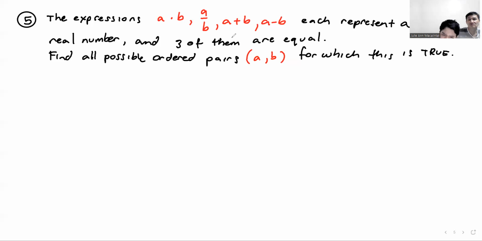Since we're working by trial and error, and it seems that plus and minus are easier operations, let's roll the dice. Let's see what happens if we assume a plus b is equal to a minus b. Let's just put assume.